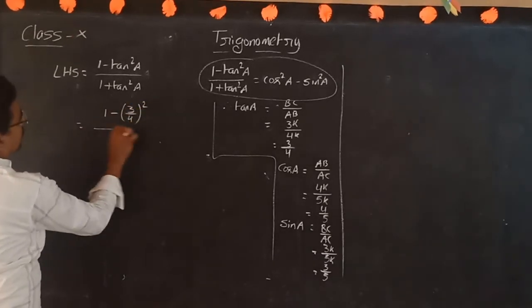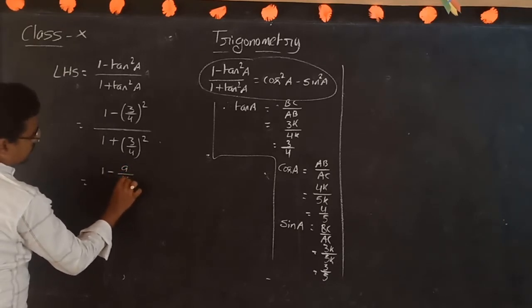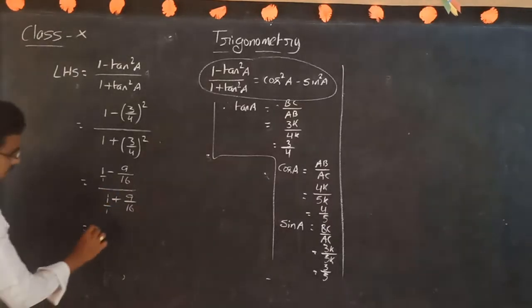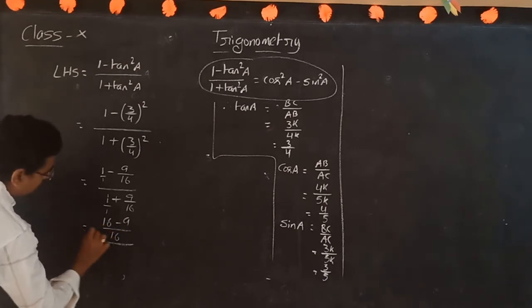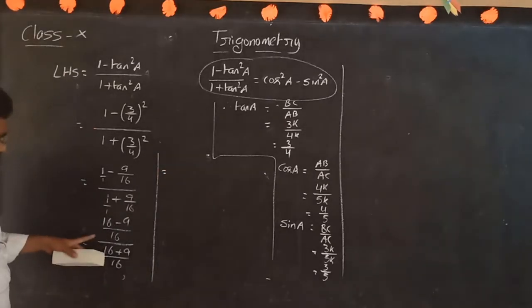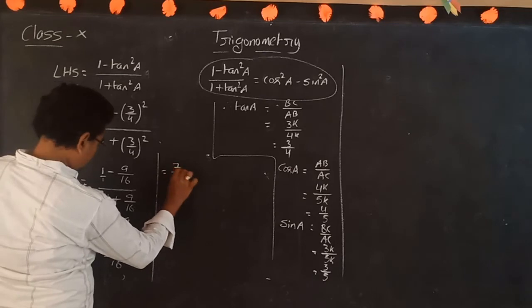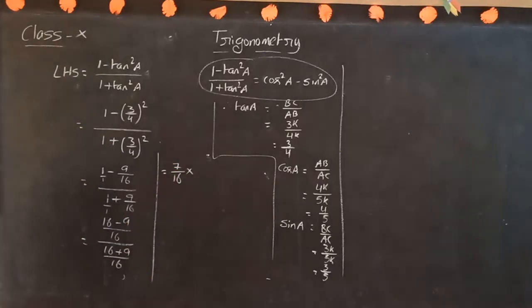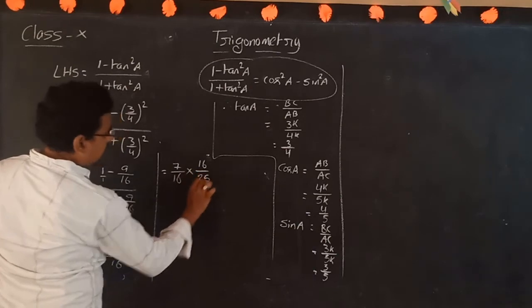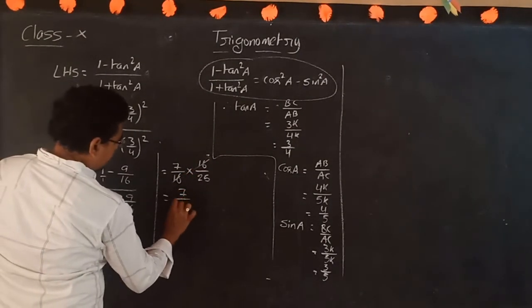3 by 4 whole square, by 1 plus 3 by 4 whole square will come. So this one, 1 minus 9 by 16 will come here, and 1 plus 9 by 16 will come. So simplified now, the LCM is 16. 16 minus 9 by 16 in the numerator, and the denominator is 16 plus 9 by 16. 16 minus 9 how much? 7 will come. 7 by 16 into the reciprocal of 25 by 16, so 16 by 25. 16, 16 will cancel. 7 by 25 will come.